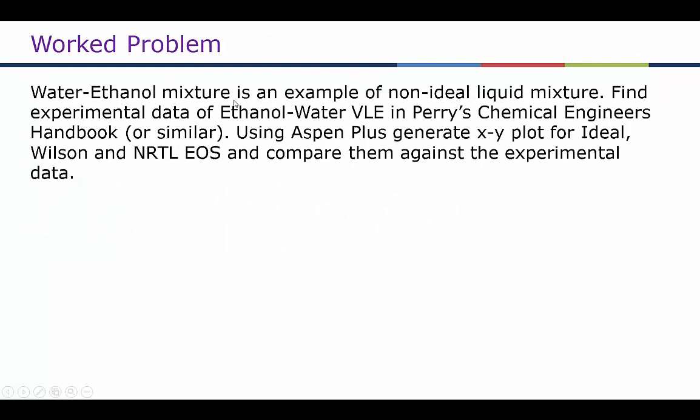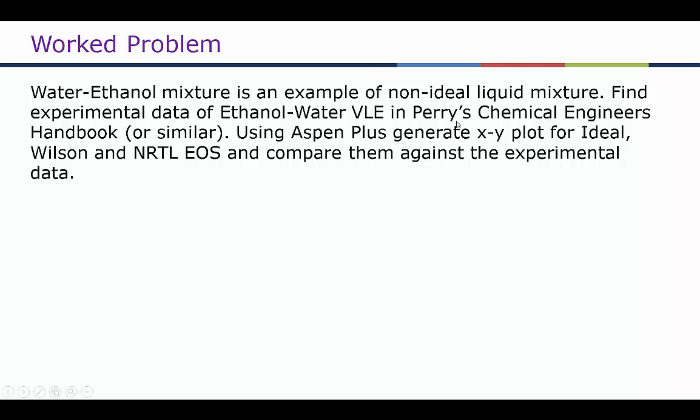We have a water ethanol mixture, which is a non-ideal liquid mixture because water and ethanol mix together very well in the liquid phase, and their molar volume is less than the sum of the molar volumes of the two liquids. At the same time, the activity coefficients are important because water is a polar component. Ethanol is slightly polar as well, but water is more polar. So we need to see how we can use the proper property method.